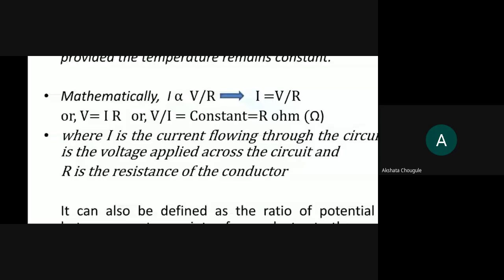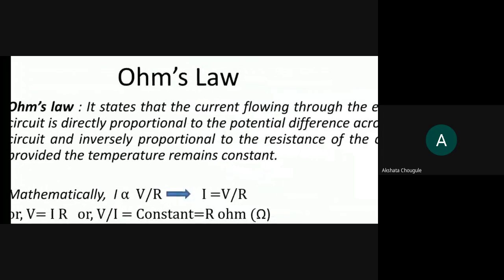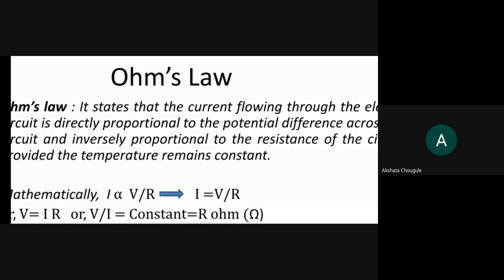Whenever I ask students, even after studying the basics, to define Ohm's law, they always say V equals IR. No. V equals IR definitely, but it is not actually Ohm's law. Ohm's law is I equals V by R. The statement says that the current flowing through the electric circuit is proportional to the potential difference. It does not say that the potential difference is proportional to the electric current. There is a difference in that. The statement of a law should not be altered; it should not vary.